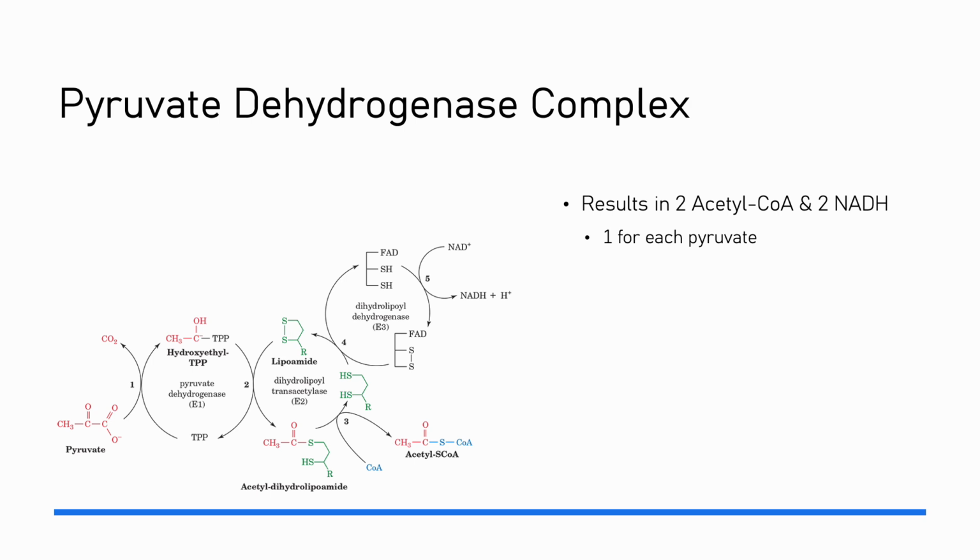Next up, we have the pyruvate dehydrogenase complex, where pyruvate is put into E1 and TPP is attached onto it. It eventually gets cycled over to E2, where CoA comes and creates acetyl-CoA, and then the resulting molecule that is not attached to acetyl-CoA goes into E3, where 1 NADH is produced for each pyruvate. So ultimately we get 2 acetyl-CoA and 2 NADH.